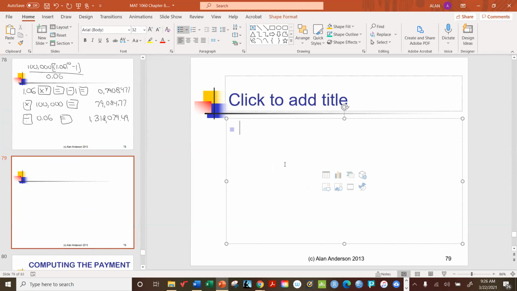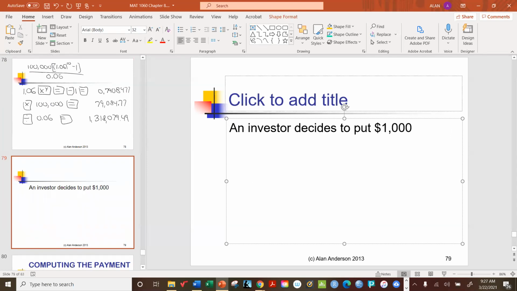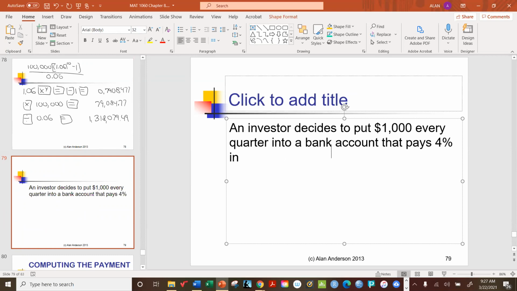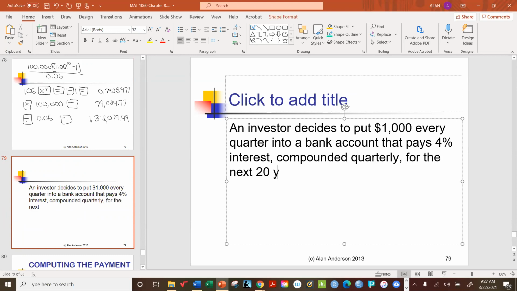So anyway, let's try this one. An investor decides to put $1,000 per month. Now, this is not a lottery prize. This is an individual who's saving money, decides to put $100,000, let's say every quarter, into a bank account that pays 4% interest, but compounded quarterly for the next 20 years.